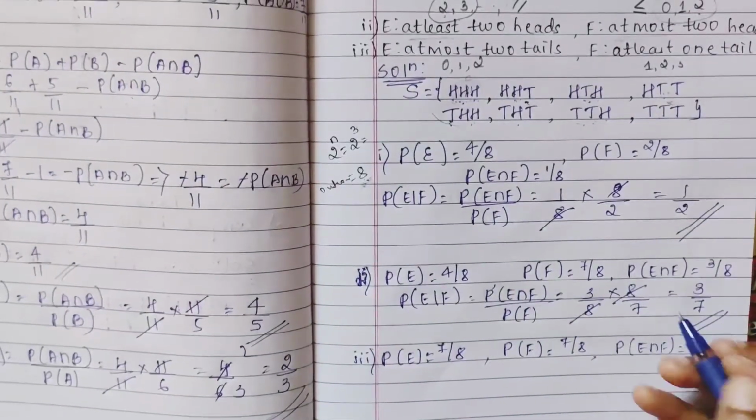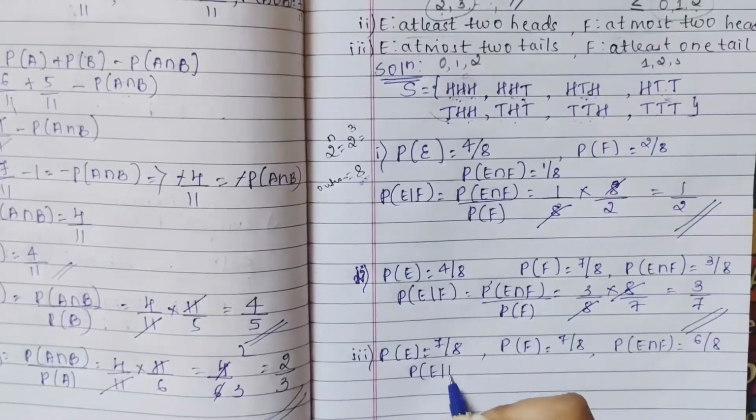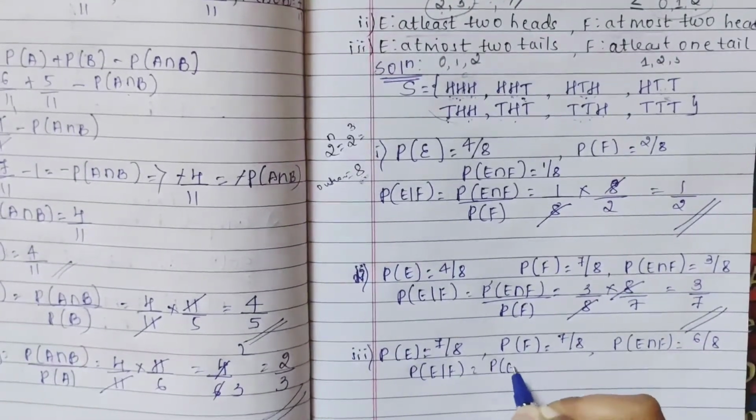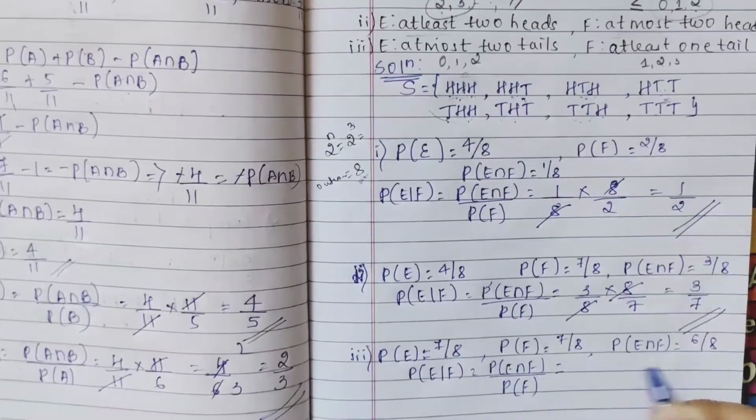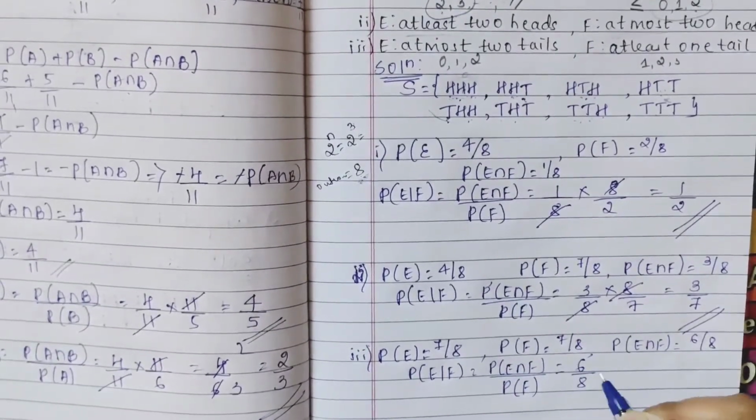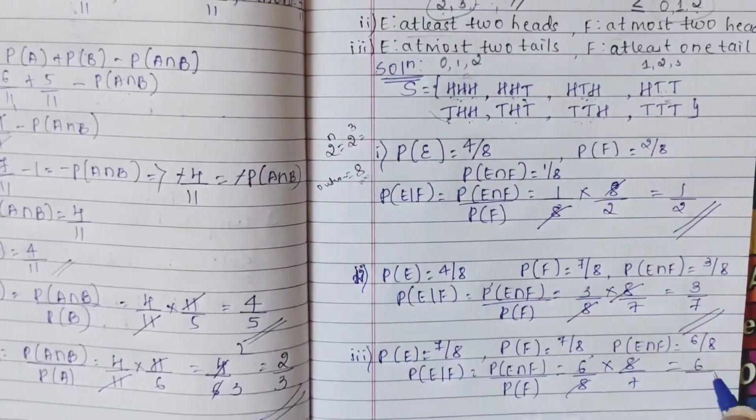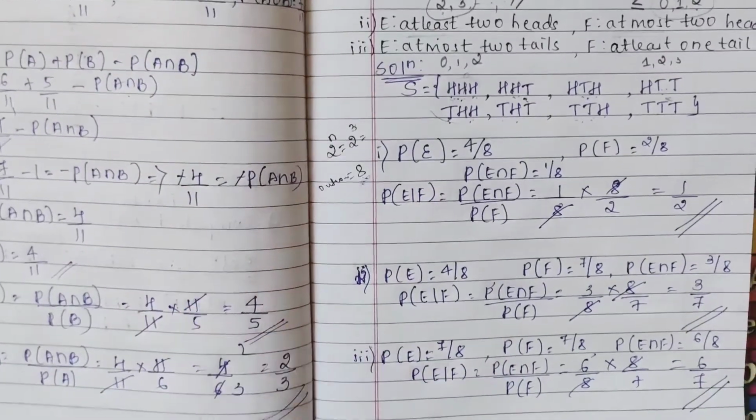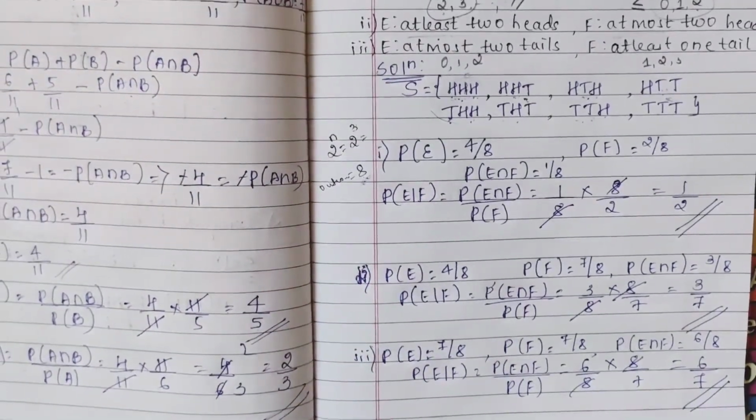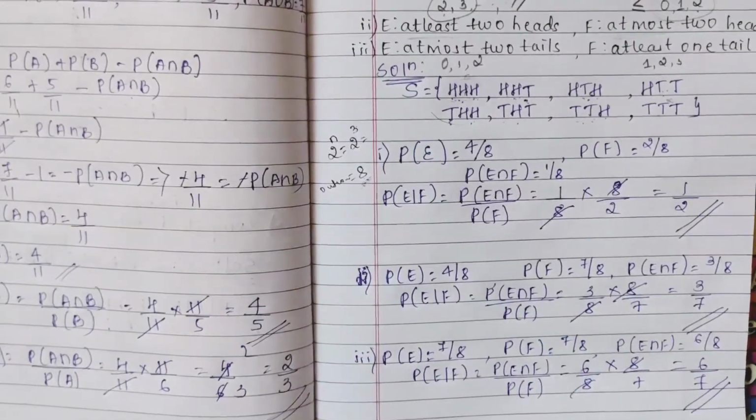So your E intersection F is 6 by 8. Now you have to find P of E given F, which is P of E intersection F divided by P of F. So E intersection F is 6 by 8 into 1 by P of F, which is 8 by 7. 8 gets cancelled. So your answer is 6 by 7. I hope I am clear how you have to find it. I have shown you properly. Please go through it. We'll head to the next problem.